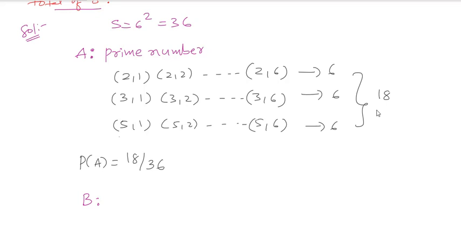What is the event B here? A total of 8. A total of 8 I am having. So this prime number is what?